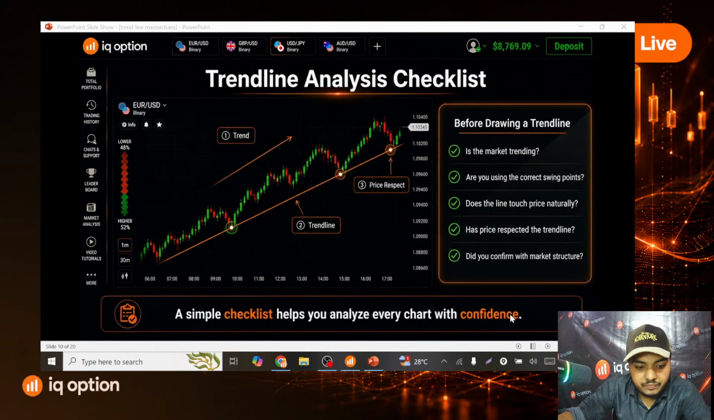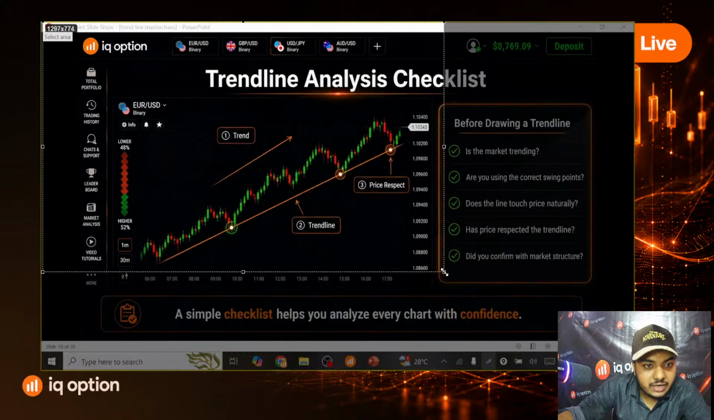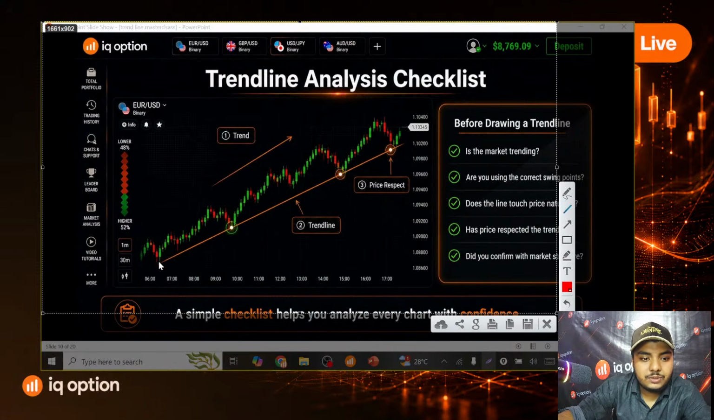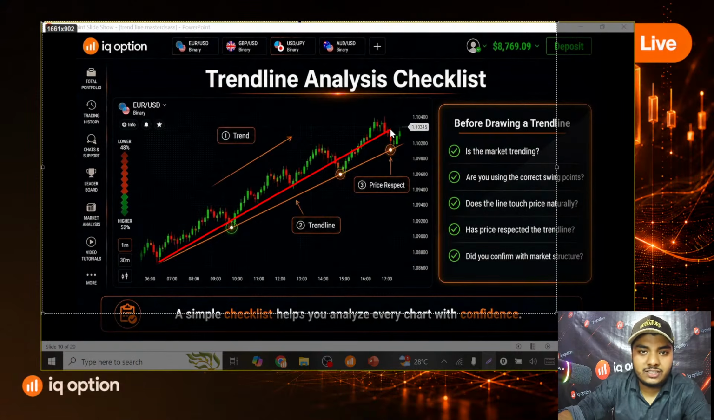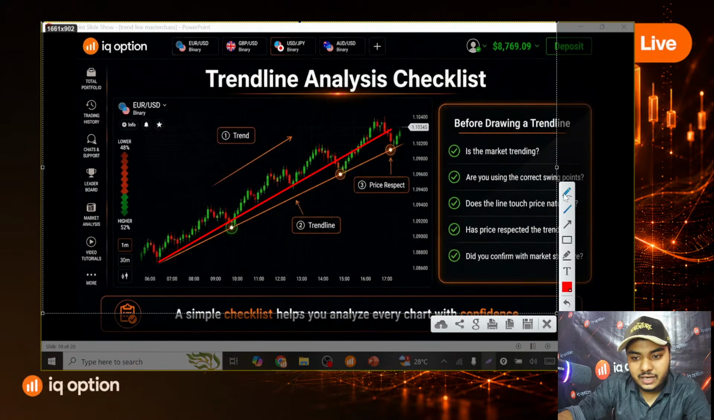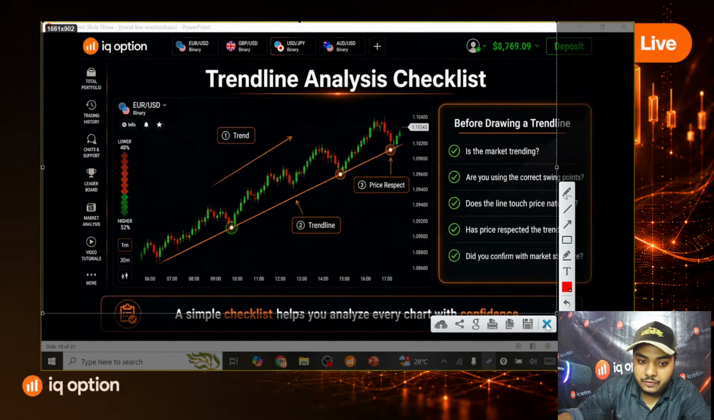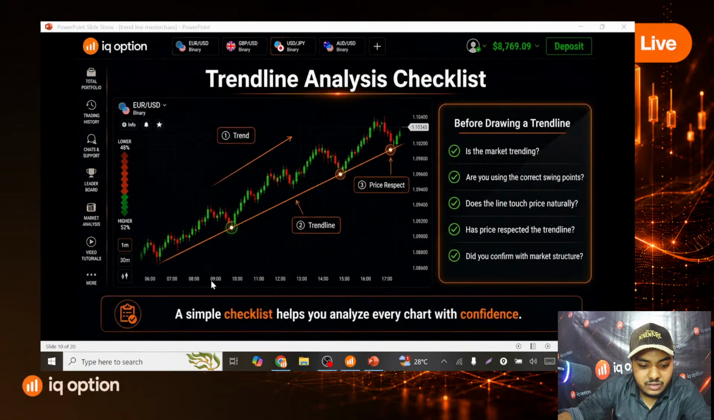Remember this one. Third, does the trend line touch the price naturally? Does the market touch our trend line naturally, or do we just adjust it like this? Do not adjust or force your trend line for the sake of getting a trade. Let the market come to you, and if the market gives you an opportunity and you get the confirmation also, then you can think of entering. We already covered this third one.